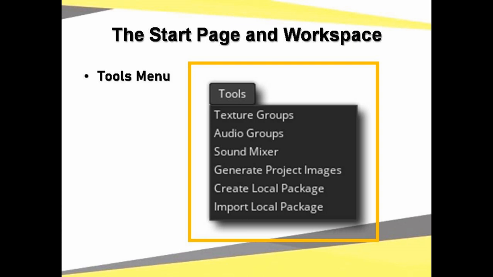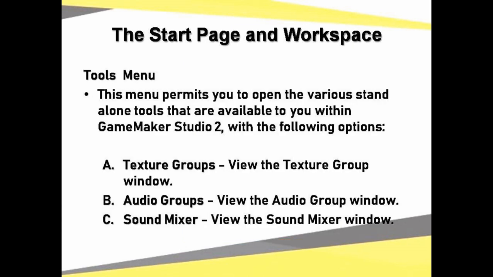Okay, the next menu we have is tools, which is what we currently see under the tools menu. We have texture groups, audio groups, mixers, project images, local package, import local package. These are the different tools that we have in GameMaker Studio. For example, if you want to edit and manipulate textures, simply, these are our sprites, or the images used in the game.